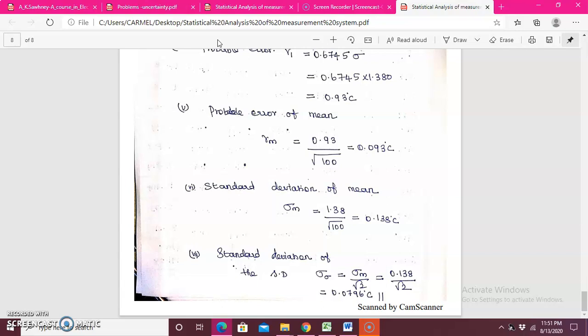What is uncertainty? Uncertainty is nothing but a quantification of your doubt. We cannot tell you the correct value, so we have some prediction. That is what uncertainty talks about. Uncertainty is nothing but a quantification of the doubt about the measurement result. So how can we calculate it? The measurement is equal to the best estimate plus or minus the uncertainty.